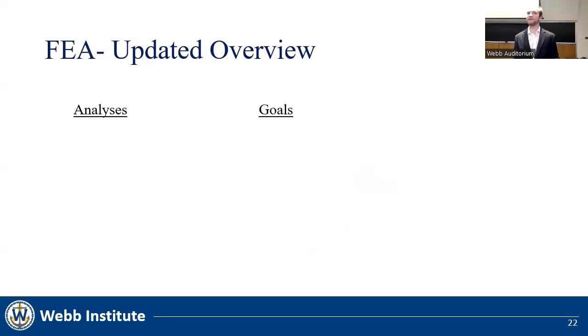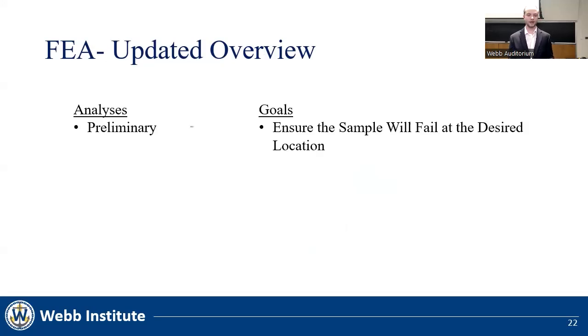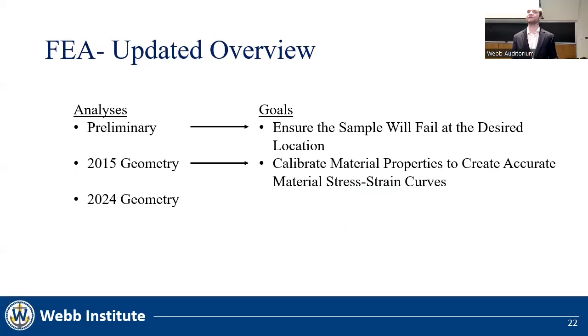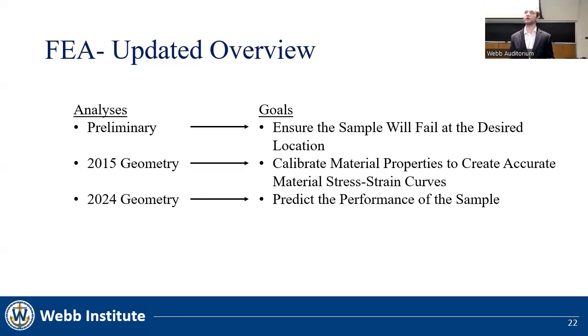Therefore, the scope of the FEA needed adjustment. The preliminary analysis was unchanged, but two new analyses were added: an analysis using the 2015 geometry and an analysis using the updated 2024 geometry. The goal of the analysis using the 2015 geometry was to calibrate the material property stress strain curves to match up the FEA results with their previous thesis testing results. Then the calibrated material property curves would be used in the 2024 geometry to predict the performance of an average welded sample.